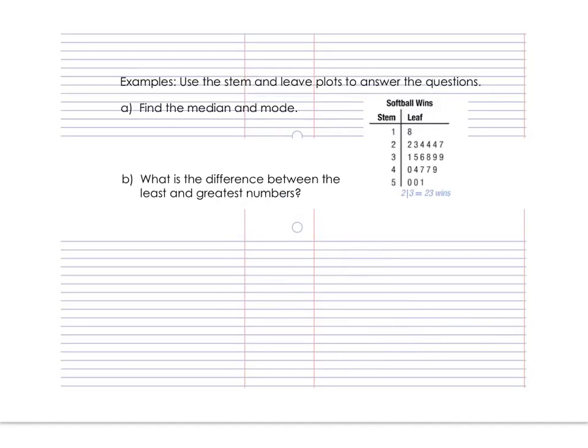So now let's take a look at some examples where I already give you a stem and leaf plot, and you guys are going to find the median and the mode, and then the difference between the biggest and the smallest numbers.